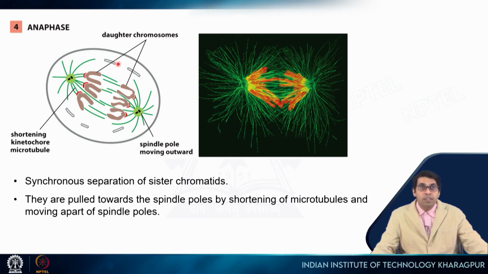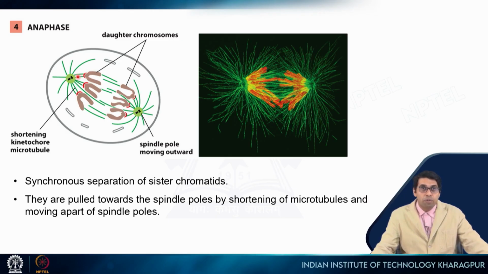The beginning of anaphase is triggered by the degradation of these cohesin proteins. There are proteases which get activated at this phase of the cell cycle, and they will degrade the cohesin. Once that happens, this glue is gone and the two sister chromatids are separated.